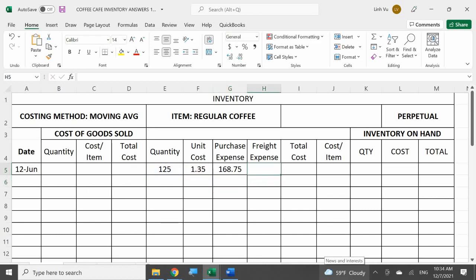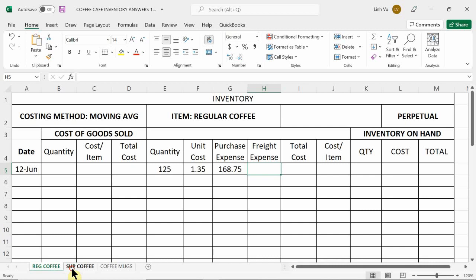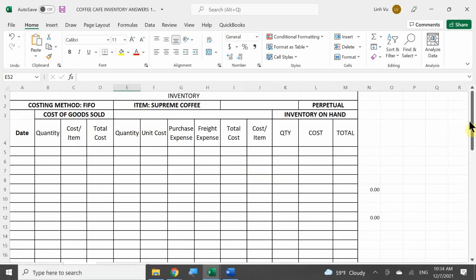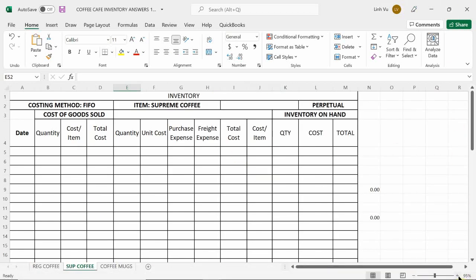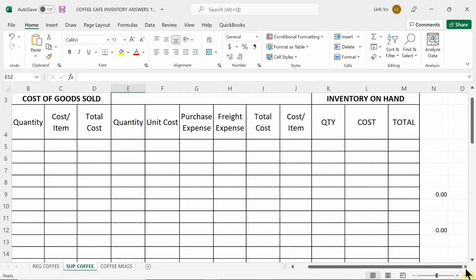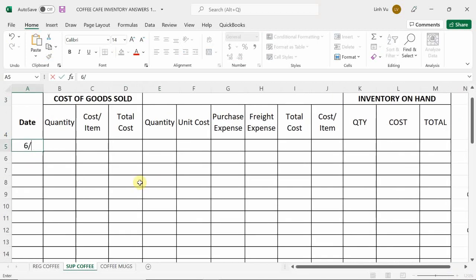Okay. We don't have freight yet, so I'm going to stop here because the next transaction is going to be dealing with the freight. Okay? So I'm going to go ahead and go into my Supreme coffee over here. And I'm going to say the date was 6/12, right? We purchased 125 pounds at $1.55, giving us a total of $193.75.